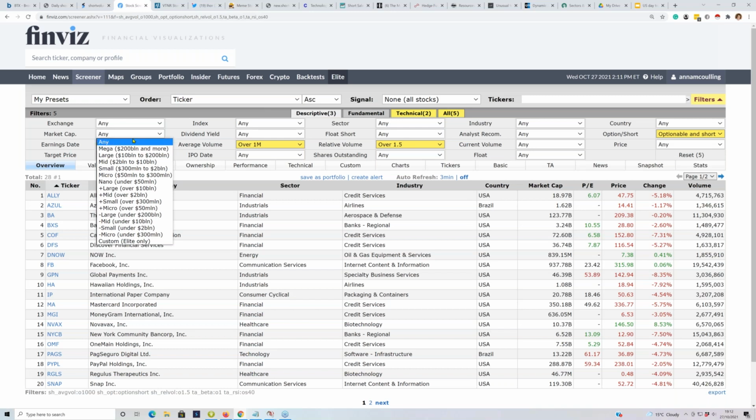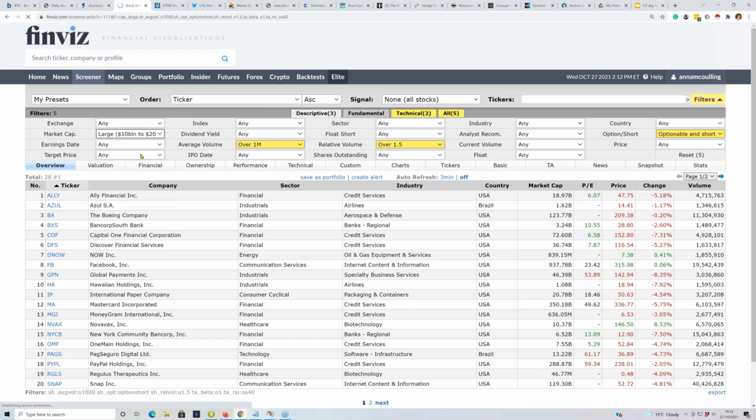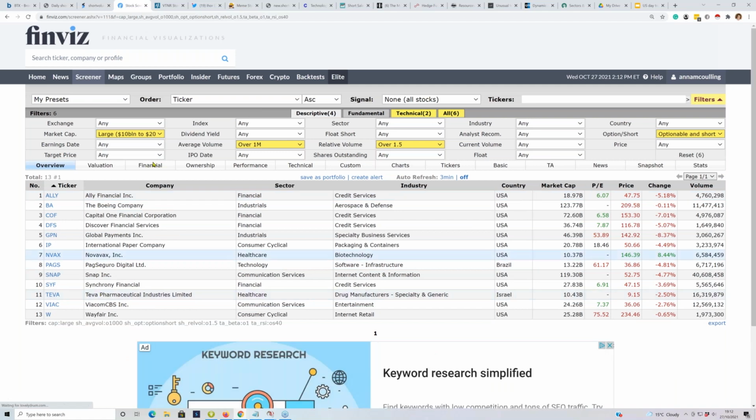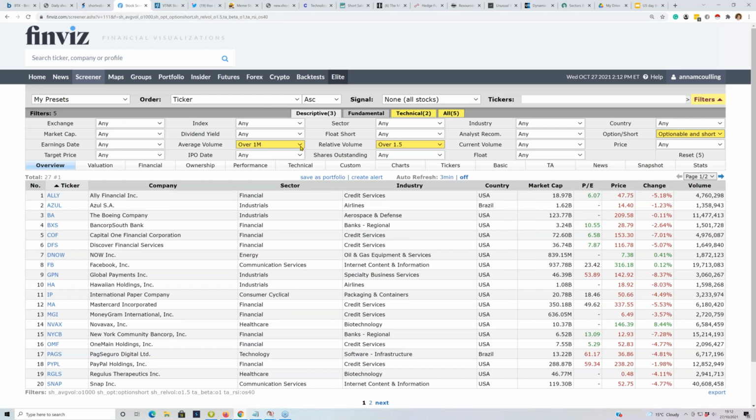So I'm going to leave that for the time being on any market cap. But if you were to change that to 10 billion to 200 billion, you see immediately you get a smaller selection. So let's just leave it at that. The average volume, I've gone for over 1 million. The relative volume is the ratio between the current and the 3-month average intraday, which basically means it's 1.5 times more, and that's what you want.